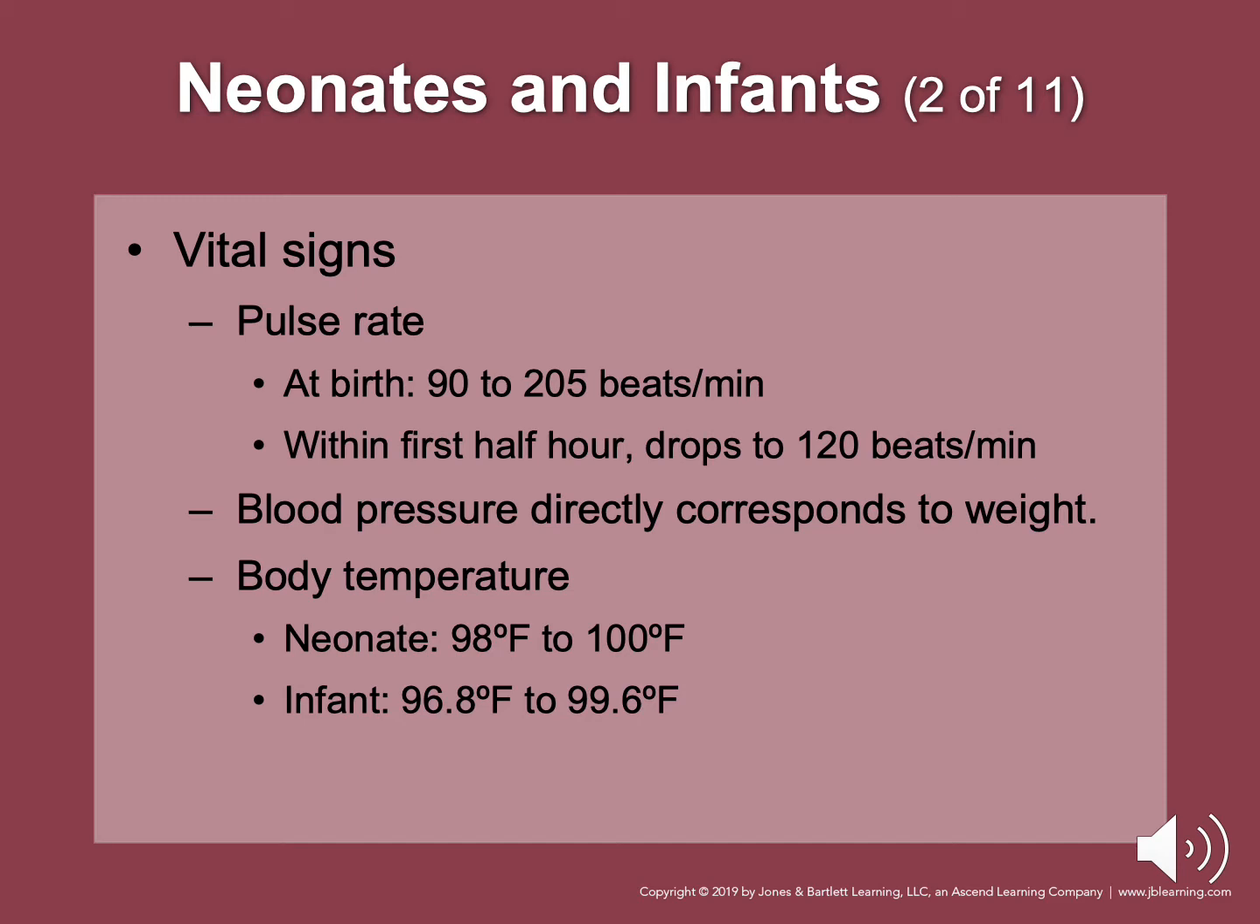Blood pressure directly corresponds to the weight. At birth, the average systolic blood pressure of a neonate is 67 to 84, and 85 to 104 by age 1. The body temperature will be between 98 degrees to 100 degrees Fahrenheit. Normal temperature should be 96.8 to 99.6 degrees Fahrenheit.